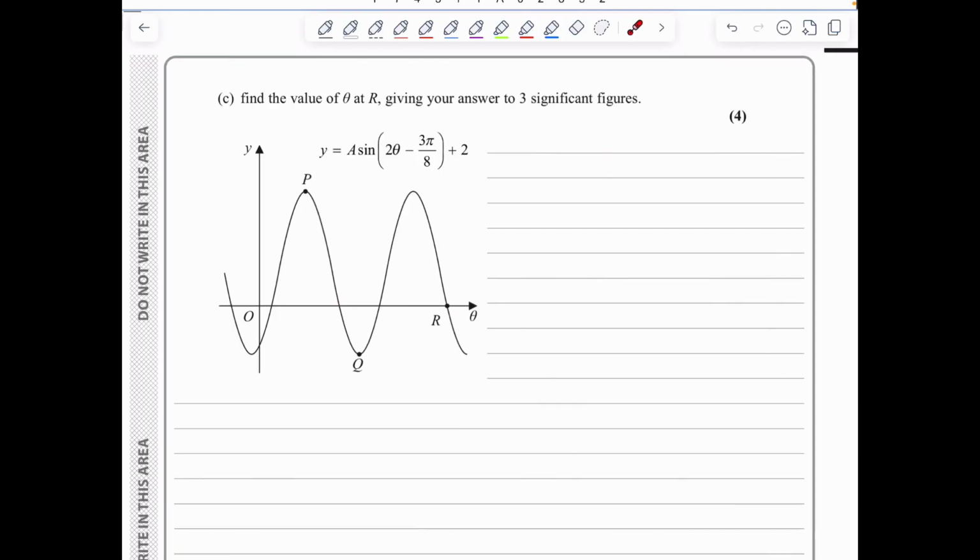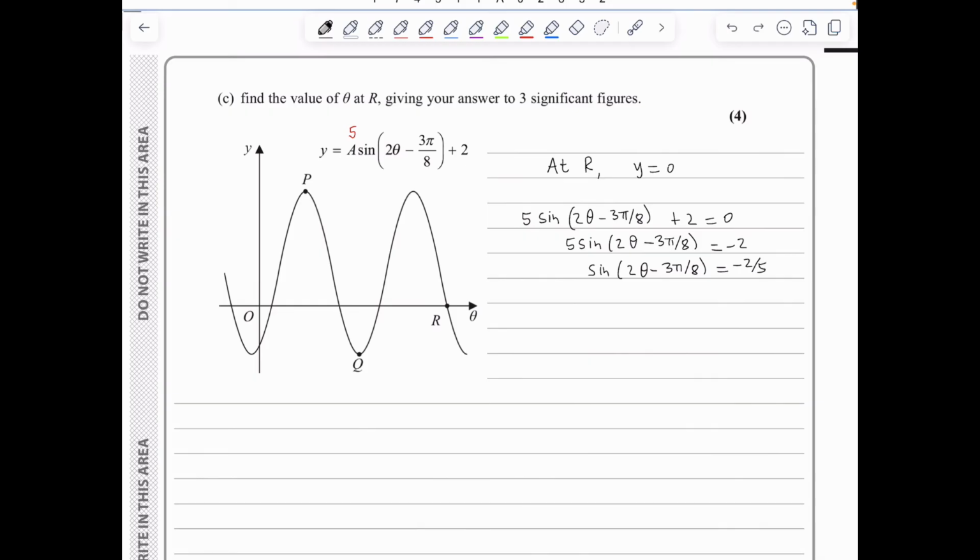In part C, we need to find the value of theta at R. This is the point R here. This is the equation of the graph. Well, we know that a has a value of 5. So essentially, we can start by noting that at point R, the y-coordinate is 0. So essentially, we're trying to solve 5 sine of 2 theta minus 3 pi over 8 plus 2 is equal to 0. So this means that 5 sine of 2 theta minus 3 pi over 8 is equal to negative 2, and therefore sine of 2 theta minus 3 pi over 8 is minus 2 over 5.